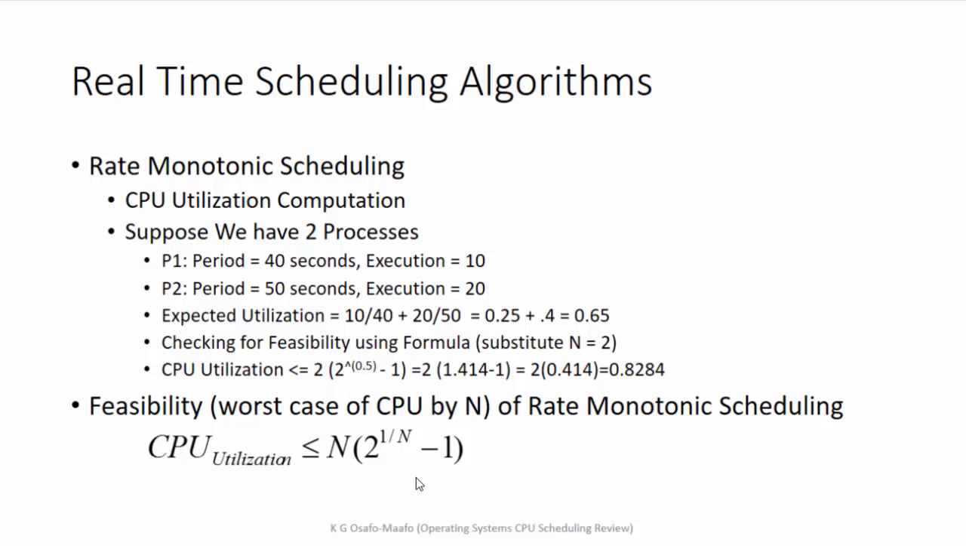There's a tighter bound. I forgot the name of the person. I think there are at least 2 estimates. This is the slightly more open one. So this one would say, do the calculation, substitute 2. So if I have 2 processes, substitute 2 into this formula: 2 to the 1 over 2, that's square root of 2 minus 1, and that's 0.8284. Since 0.65, that's 2 processes, falls below this, I'll know that, okay, it's possible that I should be able to schedule these.